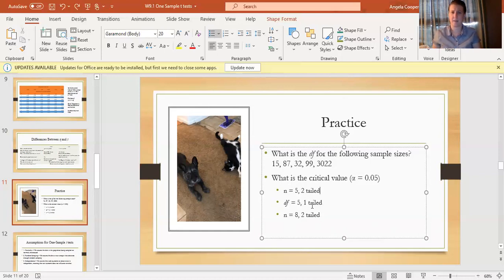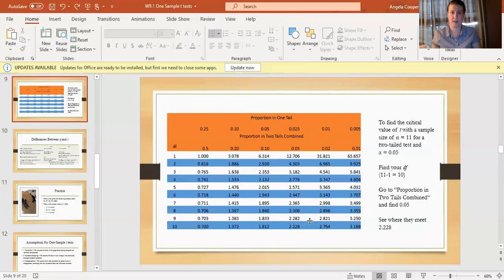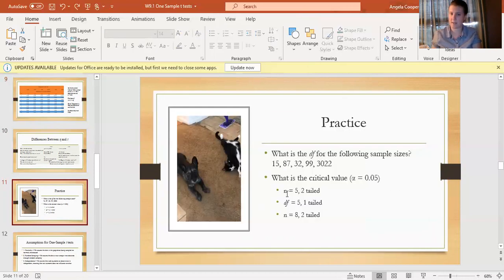Now let's just go back up. So we're looking for the degrees of freedom of 4, a two-tailed test with a significance level of 0.05. The critical values are plus minus 2.776. So that was that one.